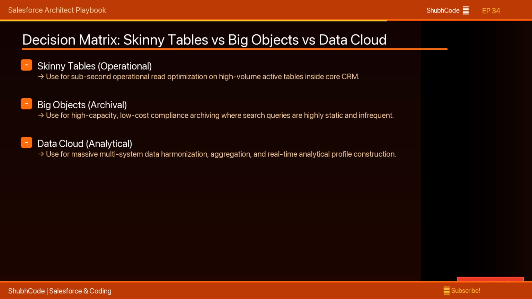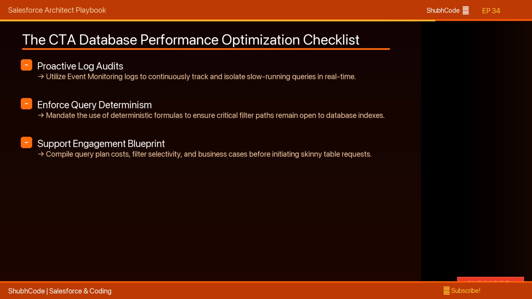On the other end of the spectrum, Data Cloud is your enterprise analytical engine, designed to ingest and harmonize petabytes of data across multiple legacy systems with zero impact on transactional performance. If you need to perform real-time operational reporting on active CRM records, use skinny tables. If you need to offload legacy historical logs, use big objects, and if you need cross-system customer 360 analytics, choose Data Cloud.